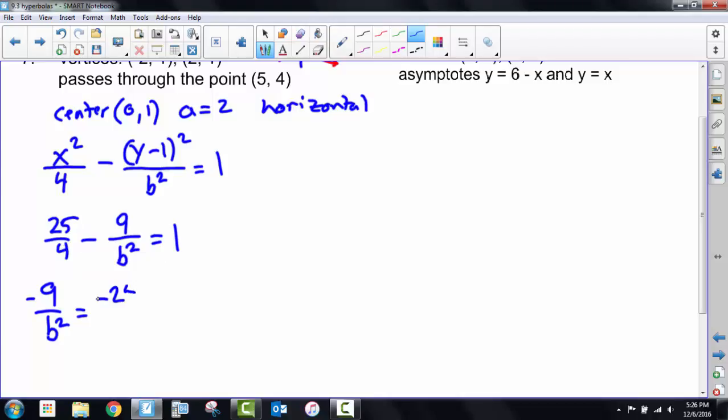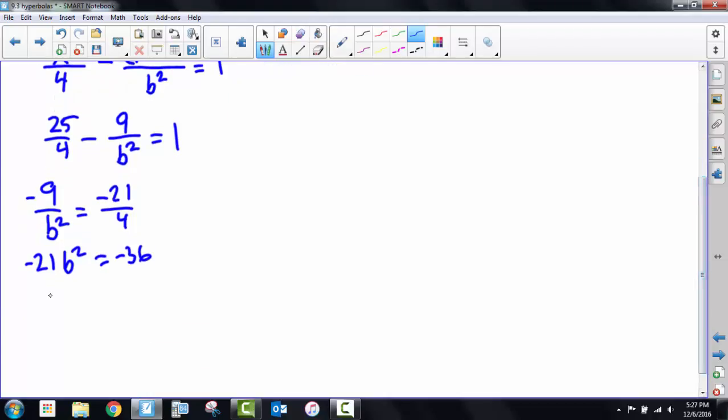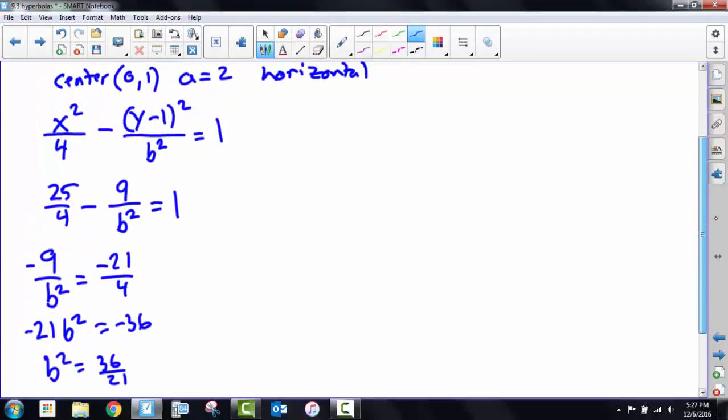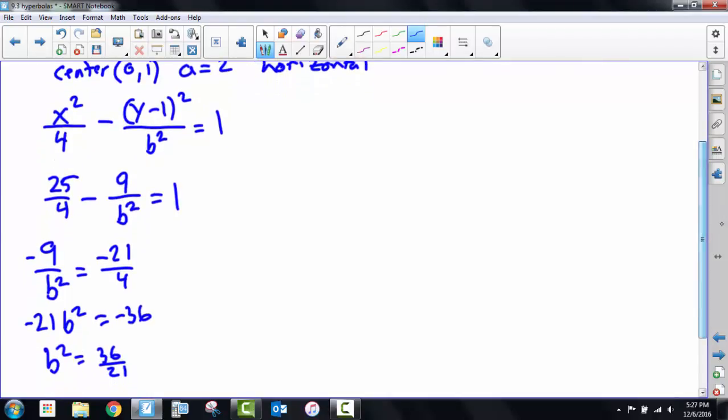If we subtract 25 fourths from each side, we'd get negative 9 over b squared equals negative 21 fourths. There are a lot of ways to solve from here. Probably the way I would advise is using the cross products property. Some of you call it cross multiplication. Negative 21b squared equals negative 36. And finally, b squared is equal to 36 over 21. Now, remember, we're writing a standard form equation, so we technically don't need b, we just need b squared.